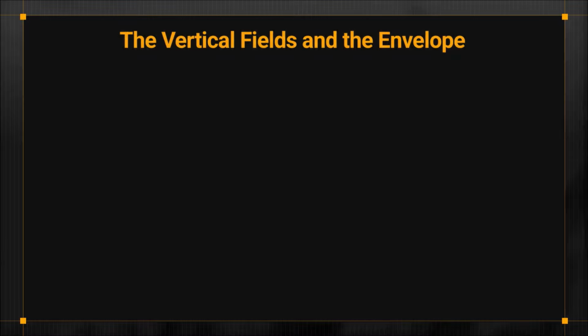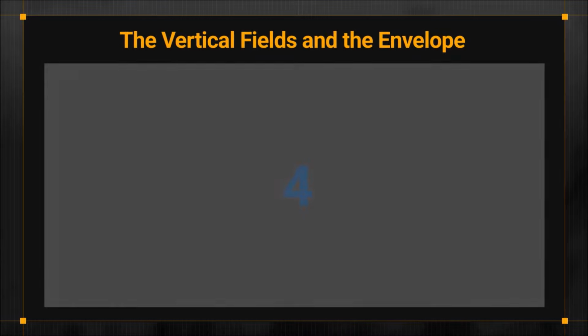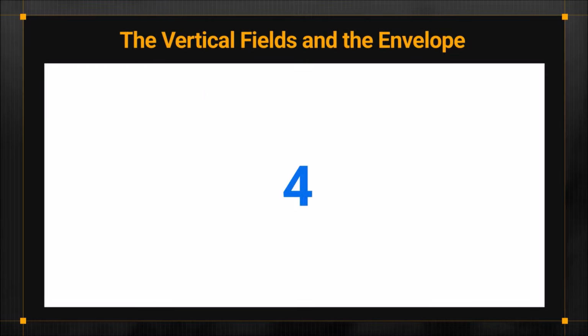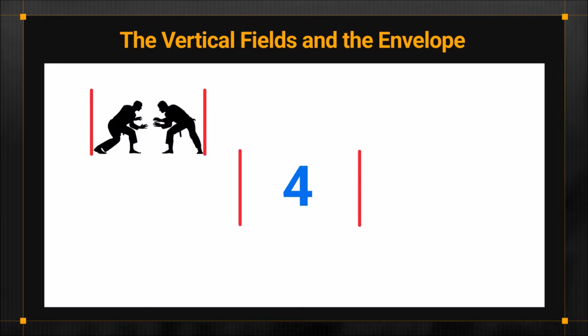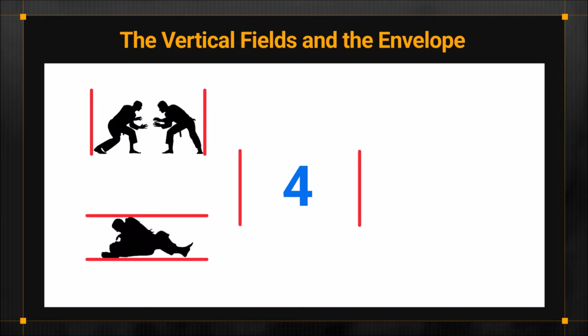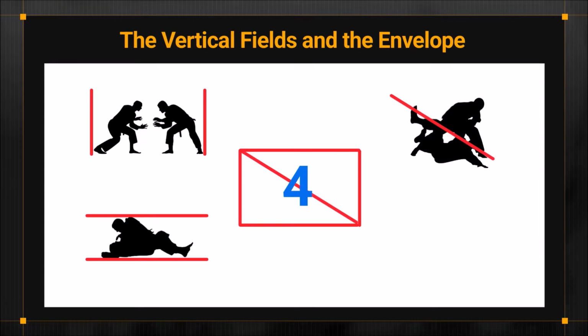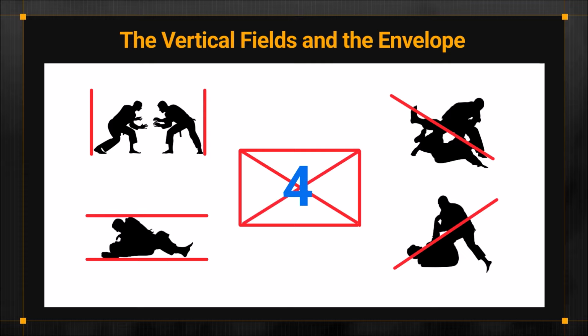Let's review. The vertical fields and the envelope. There are 4 vertical fields. Stand-up to stand-up. Ground to ground. Stand-up to ground. Ground to stand-up. Together, these 4 vertical fields create the envelope.